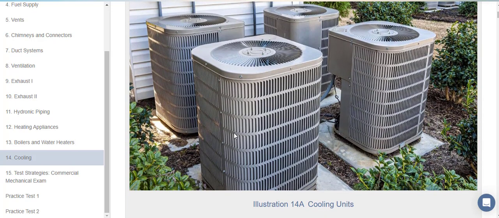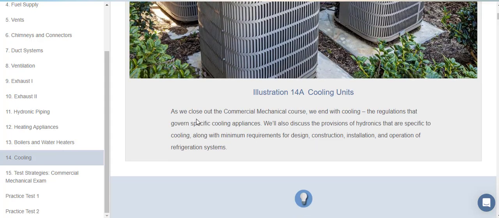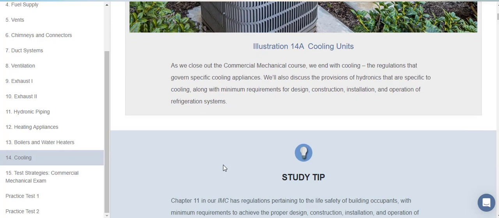Cooling. Illustration 14a, cooling unit. As we close out the commercial mechanical course, we end with cooling. The regulations that govern specific cooling appliances. We will also discuss the provisions of hydronics that are specific to cooling, along with minimum requirements for design, construction, installation, and operation of refrigeration systems.